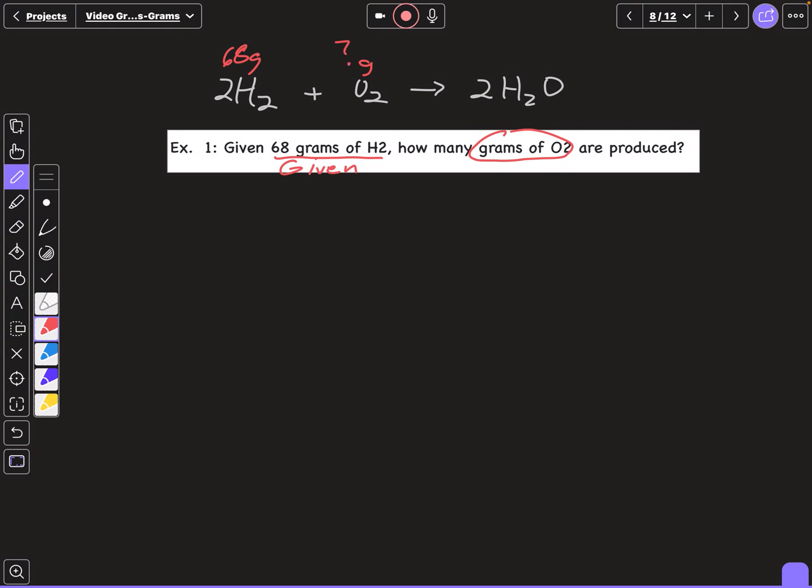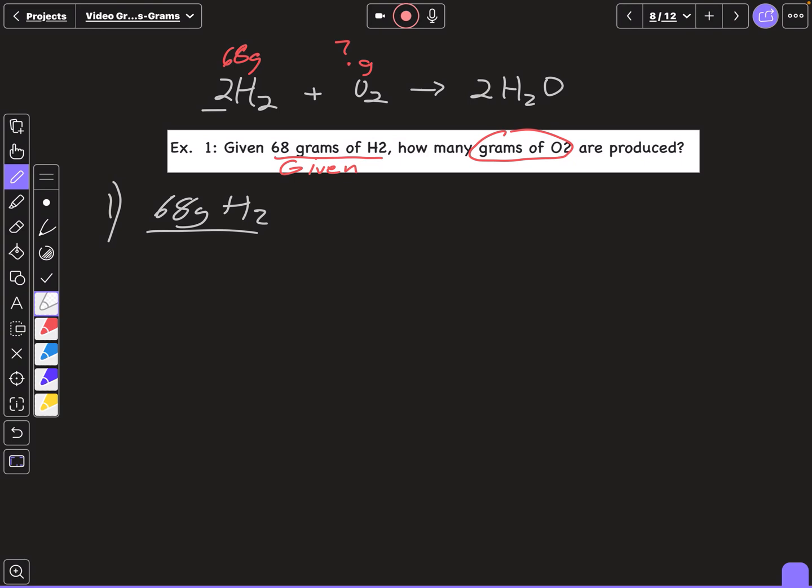Alright, so I'm going to do this in steps. My first step, I'm in grams. I cannot go from grams of H2 to grams of O2 in just one step. I have to do it in different steps. My first step, I need to be in moles of H2. So I'm going to convert grams of H2 to moles. I take 68 grams of H2 and divide it by the molar mass of H2. Remember, I'm not using these coefficients on steps 1 and 3. These coefficients are only used in step 2. I'm just looking for the molar mass of H2.